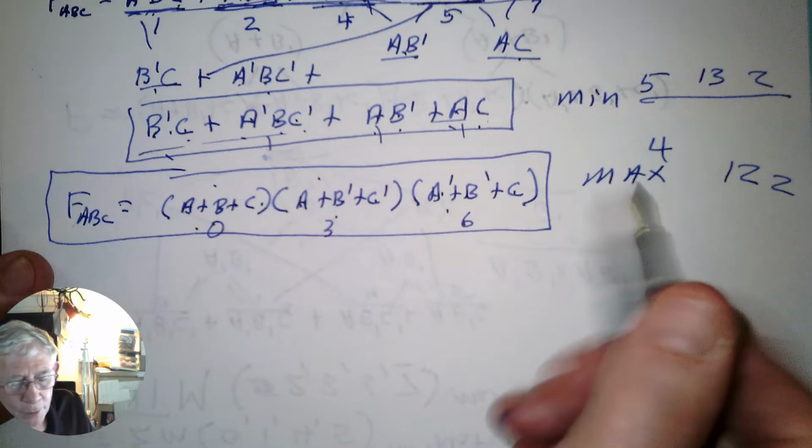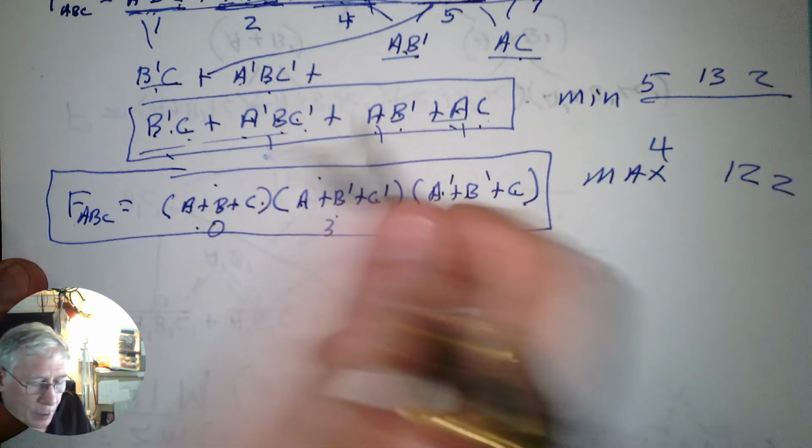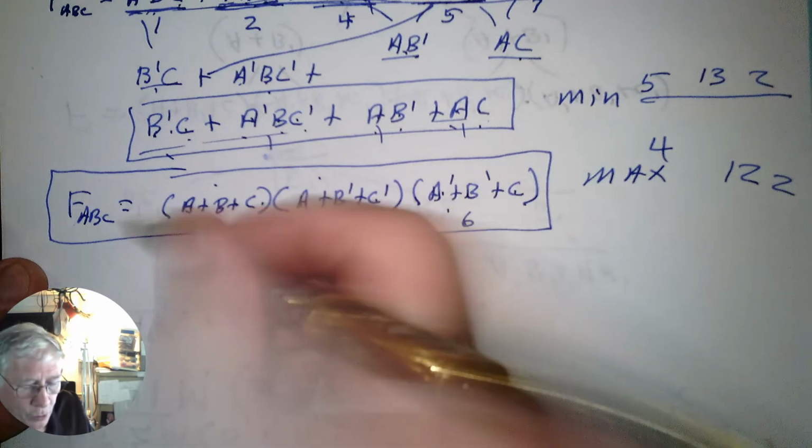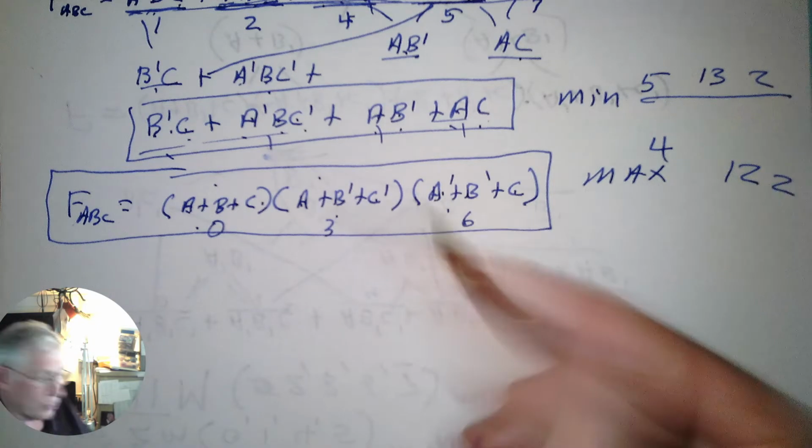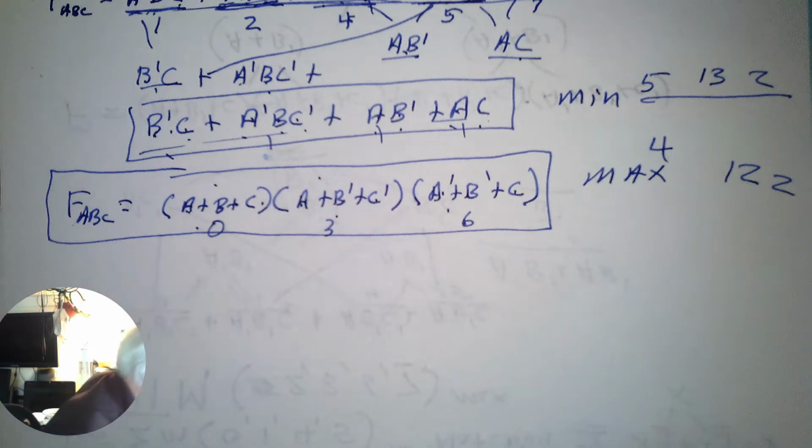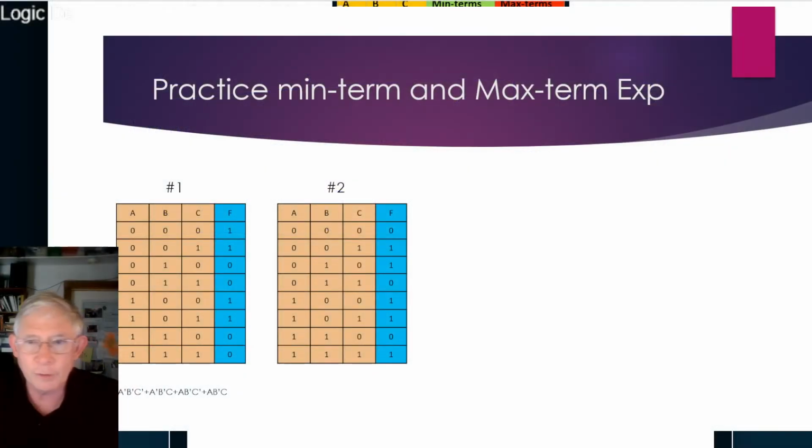Now, if I were going to implement it with NANDs, I still might have to use this. But if I were going to do NORs, then that might be a better choice because it's simpler. All right, let's go on to the next one. We'll just keep doing these until we knock them out.